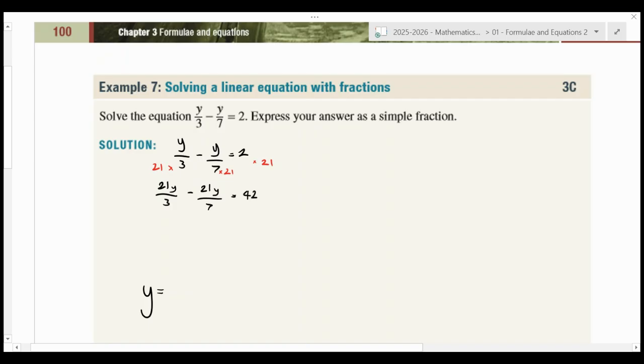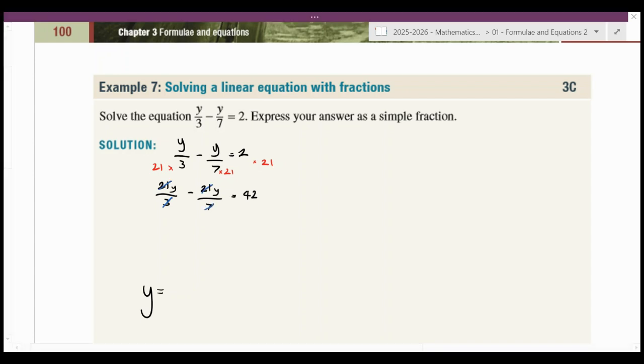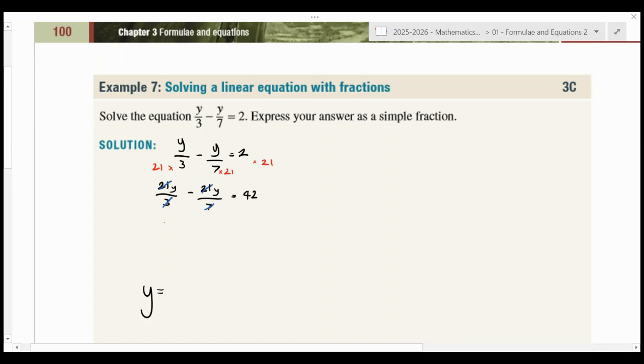Now, the whole reason we did this is so that we can now get rid of these fractions. If you have a look at it, 3 goes into that 7 times, and 7 goes into that 3 times. And we're going to end up with 7y minus 3y equals 42. So we just simplified those fractions.